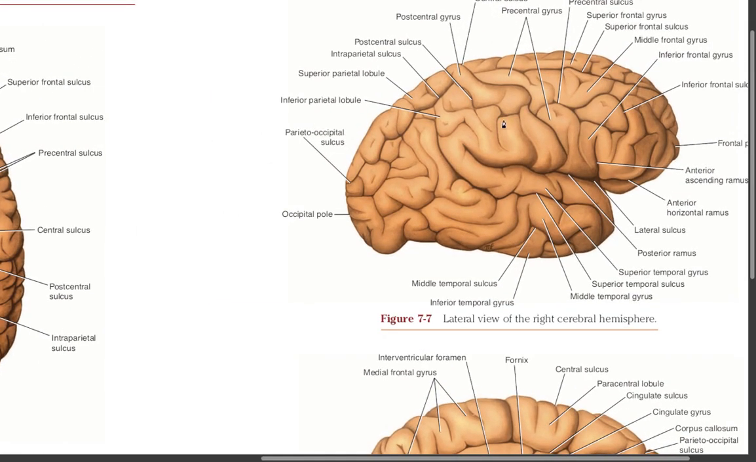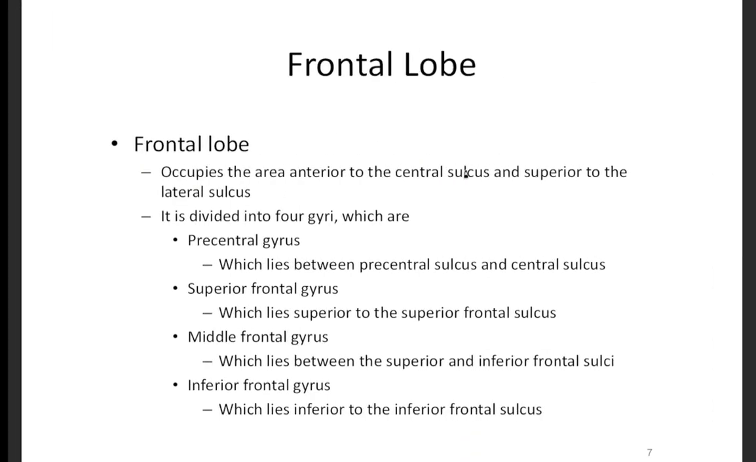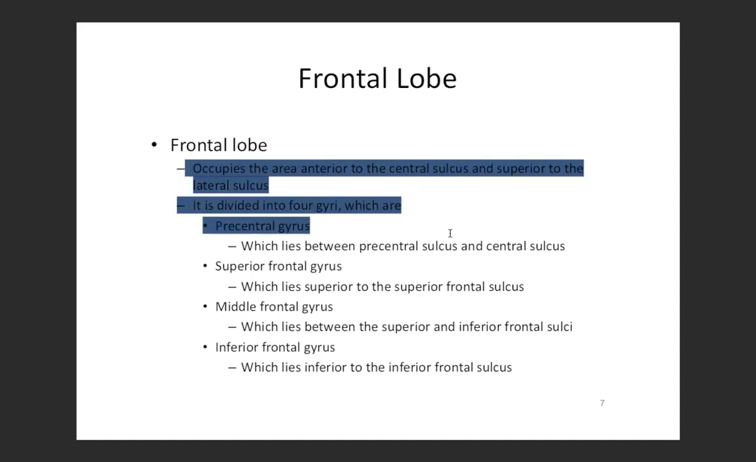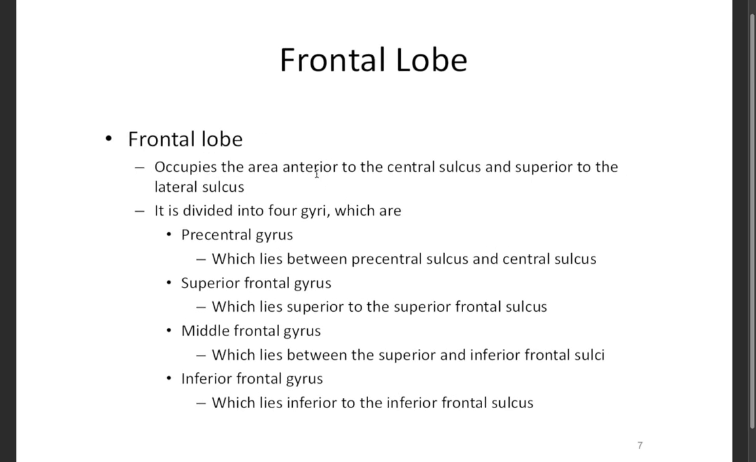Be aware that I am talking about the lateral surface of the cerebral hemisphere, and the two most important sulci are the central sulcus and the lateral sulcus. If we get back to the handout, you'll be able to see that it's very easy right now to talk about this information. The frontal lobe occupies the area anterior to the central sulcus and superior to the lateral sulcus. Yeah, we know that. So it is above the lateral sulcus and anterior to the central sulcus.